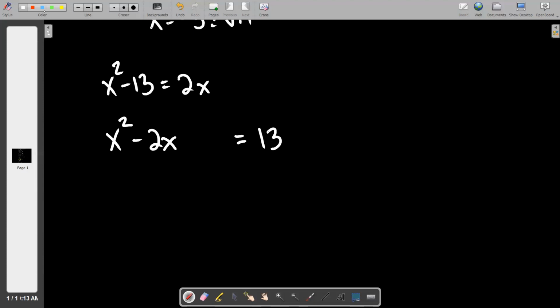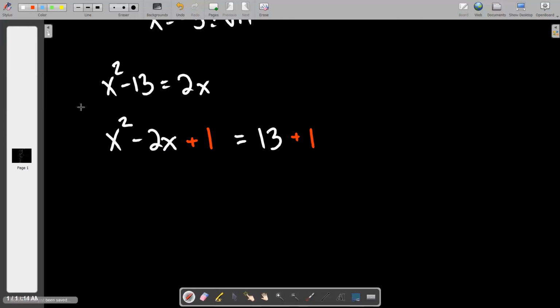What's going to go in the blank? What is half of -2? -1. And what is -1 squared? +1, so I shall add 1. That algorithm isn't going to fail you. Half of b, square it every time. Maddie, that makes sense? Okay.